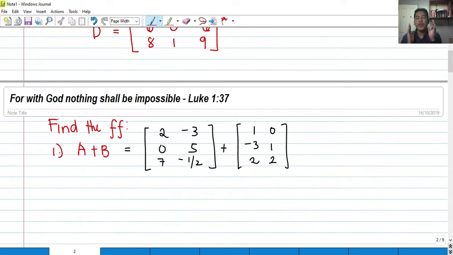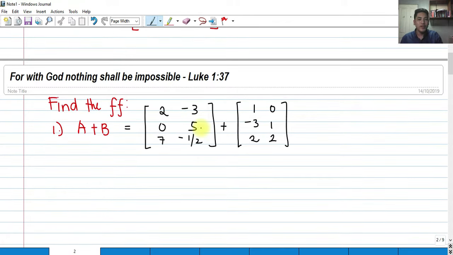Now, you need to remember a simple rule when adding or subtracting matrices. You can only add or subtract matrices if and only if they have the same dimension. I repeat, if matrix A and matrix B have the same dimension. So, what is the dimension of this matrix? Row 1, row 2, row 3, so we have 3 rows by 2 columns, so 3 by 2. And the dimension of this matrix is also row 1, row 2, row 3, column 1, column 2, so 3 by 2. Hence, we can add them.